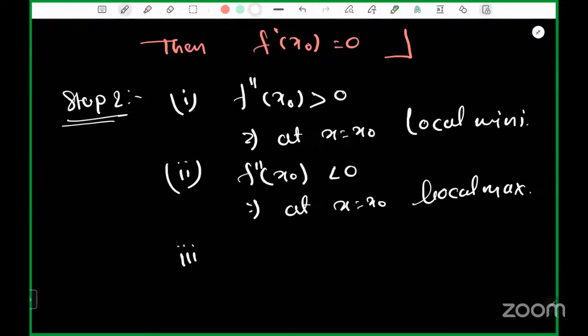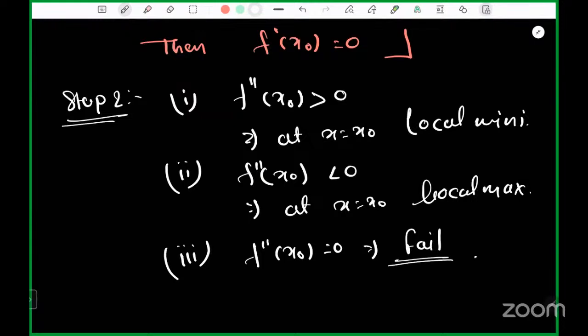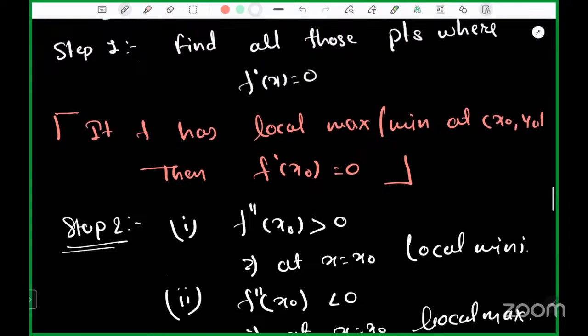And the third thing is, if the second derivative at that point is equal to 0, then in this case we say that this test actually fails here. So we cannot conclude anything from the second derivative test.